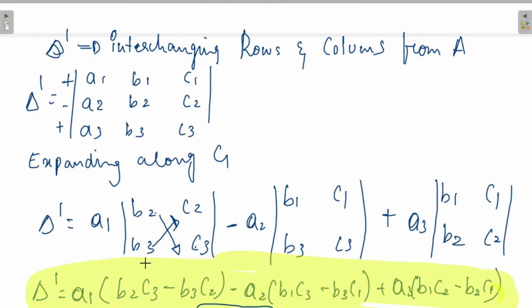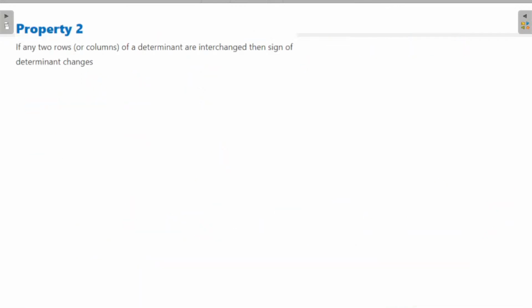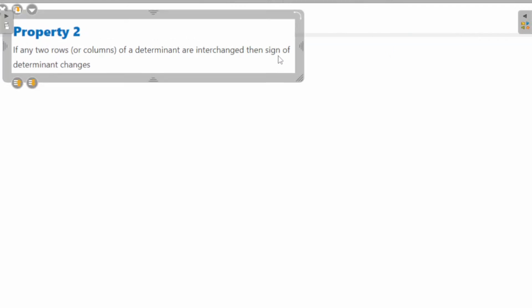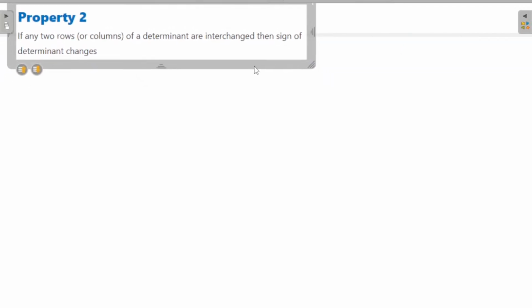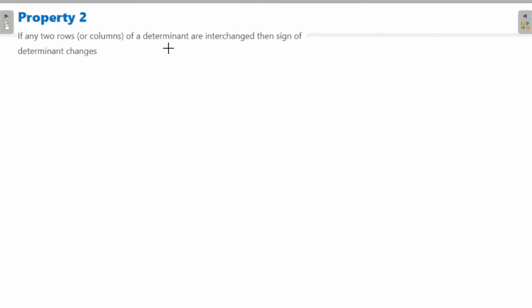Coming to the second property, very important and silly property. Property 2: if any two rows or columns of a determinant are interchanged, then the sign of the determinant changes. See here, basically what we will do here.